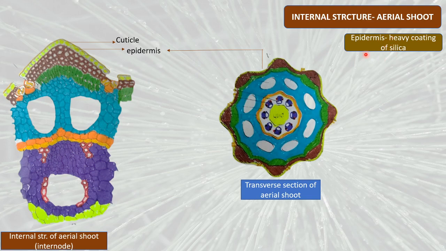Actually, many species of Equisetum are considered as indicators of minerals. Many Equisetum species are known to absorb gold from the soil, so many species have gold deposition also. Likewise, this Equisetum mainly has a deposition of silica. So because of the presence of silica, the surface of the stem is very rough, right? And silica provides mechanical strength.